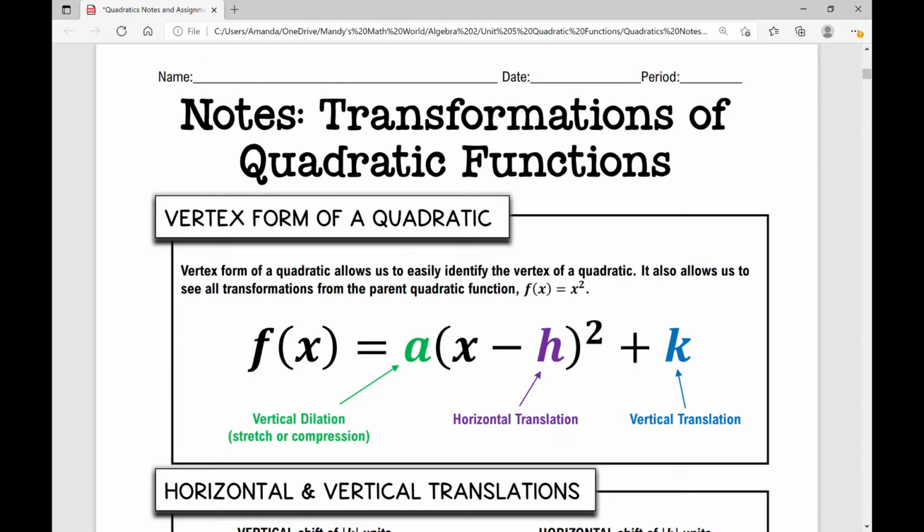Today's lesson is over transformations of quadratic functions. We're going to talk about translations, reflections, and dilations. And first, I want to talk about vertex form of a quadratic.